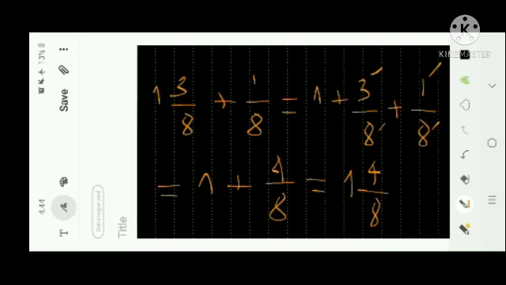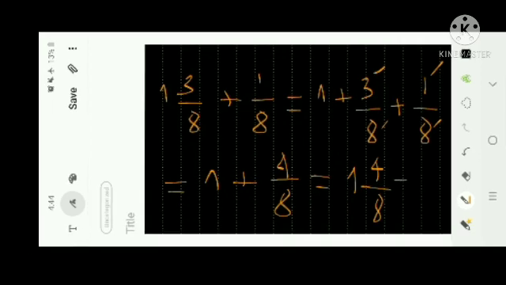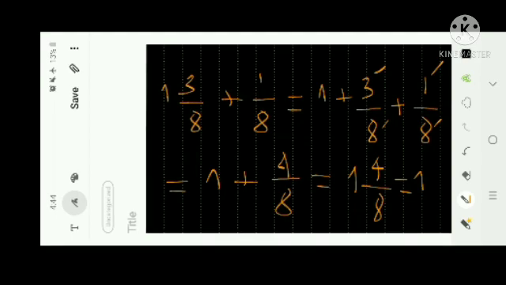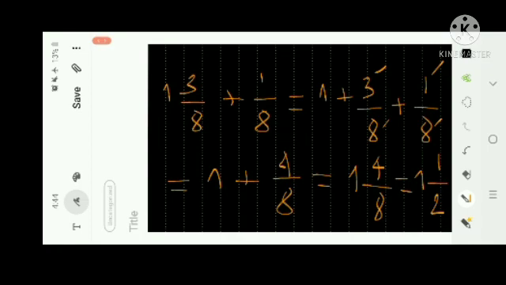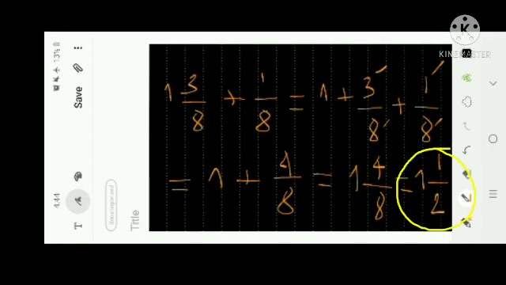Can we reduce this to lowest terms? Yes, we can. 4 over 8 is divisible by 4. So 4 divided by 4 is 1 and 8 divided by 4 is 2. So 1 and 4 over 8 can be reduced to 1 and 1/2. That is our final answer, 1 and 1/2.